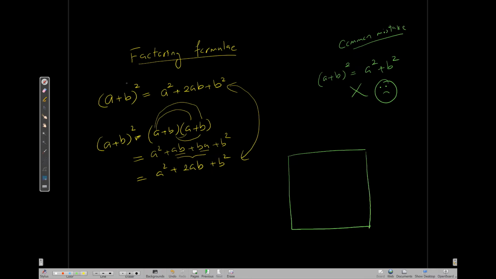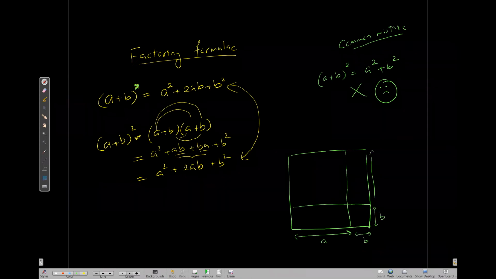See, this power, we call it a square, right? There's a reason. See, I draw a square, and I'm going to partition it in such a way. So, this length is A. This length is B. This length is B. This length is A.